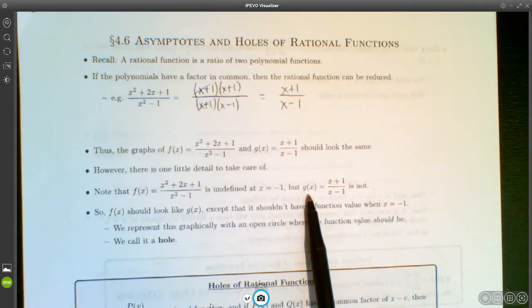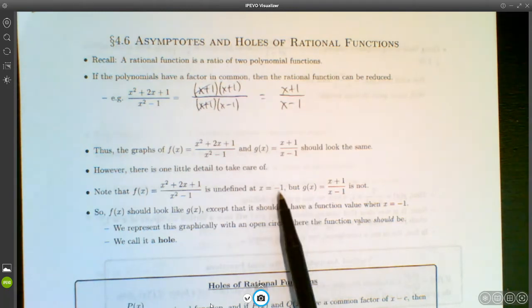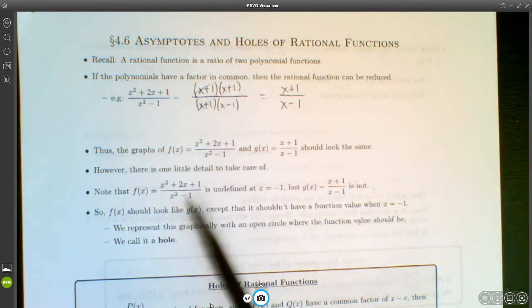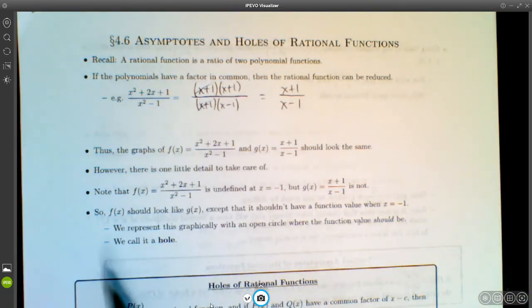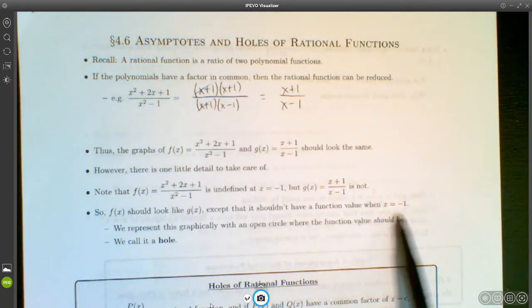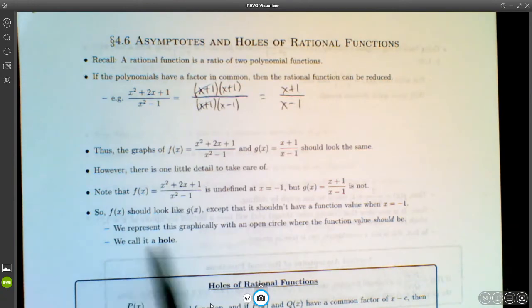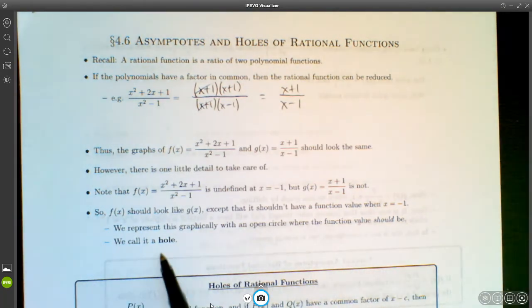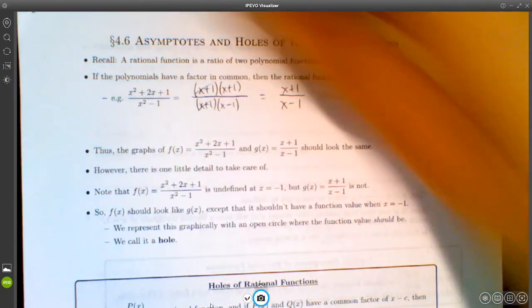They're identical everywhere except for when x is negative 1, because when x is negative 1, f of x is undefined, but g of x is not. So f of x should look like g of x, except that it shouldn't have a function value when x is negative 1. We represent this graphically with an open circle where the function value should be, and we call it a hole.